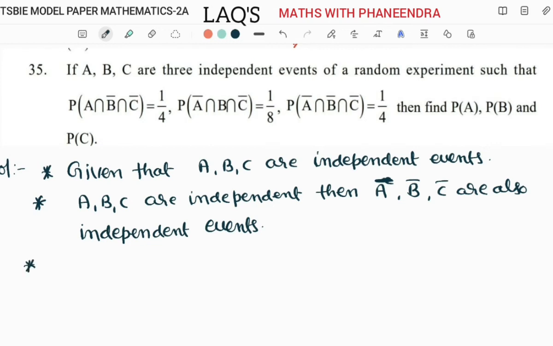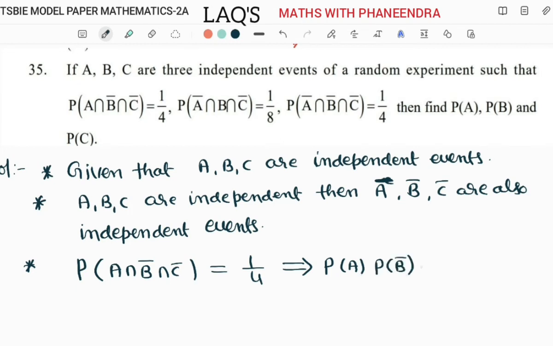So now, independent definition, we know that if A, B are said to be independent events, we can express P of A intersection B is equal to P of A into P of B. Like this way, given that A, B, C are independent events, what values are there? One by one we will write it. P of A intersection B complement intersection C complement is equal to 1 by 4. Whenever they are independent events, it can be written as P of A into P of B complement into P of C complement is equal to 1 by 4. Keep that equation number 1.